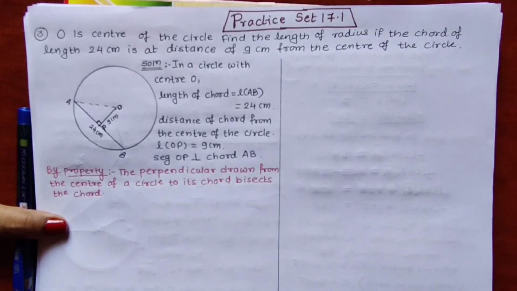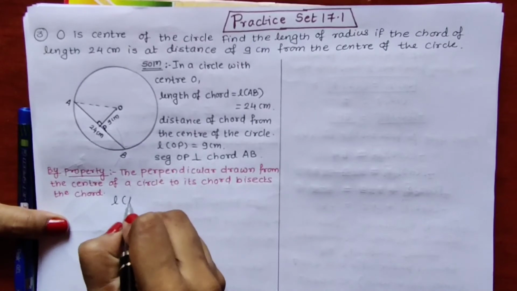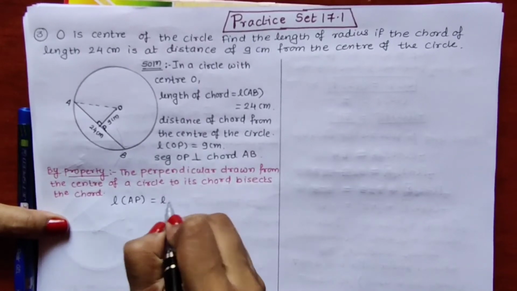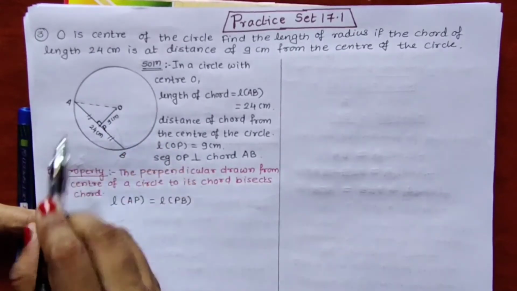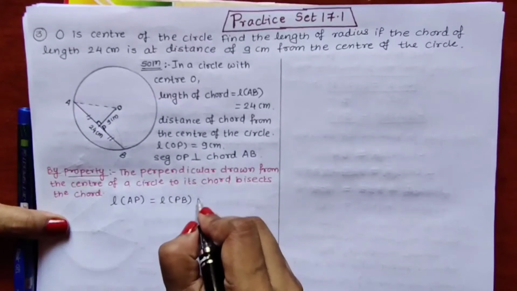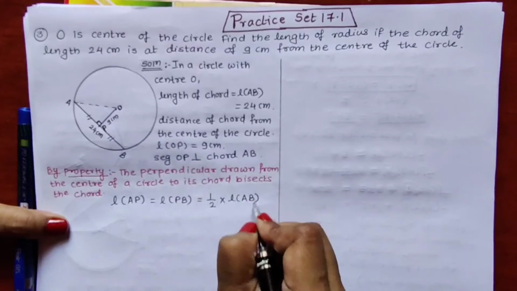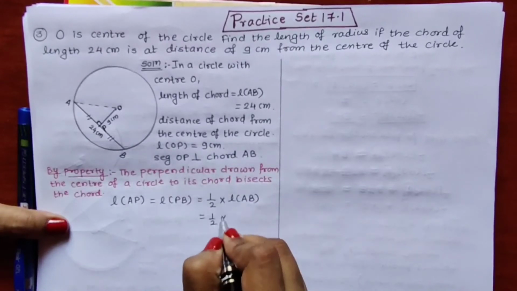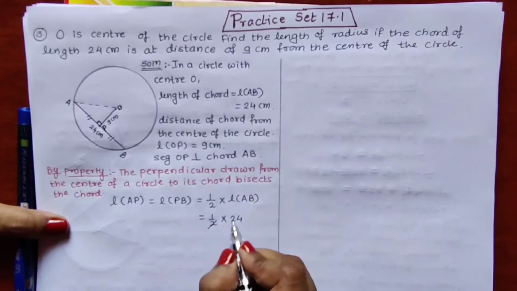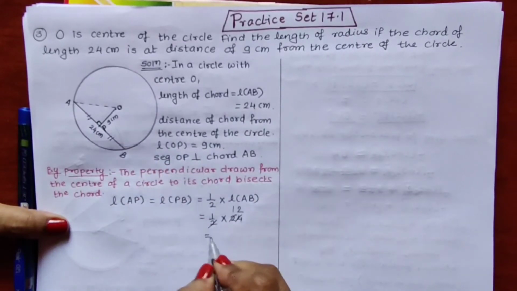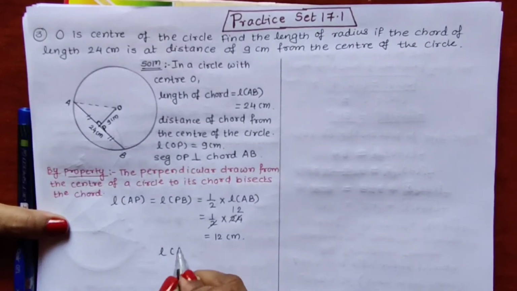Okay, so we have written the property. That means this chord is divided into two equal parts. Which two equal parts? Length AP is equal to length PB. We can see here these two congruent segments AP and PB. They both are equal to 1 upon 2 multiplied by length AB, half of length AB. So 1 upon 2 multiplied by length AB is 24 centimeter, it is given to us. So 2 ones are 2, 2 twos are 4. So this is 12 centimeter. We are getting length AP is equal to 12 centimeter.